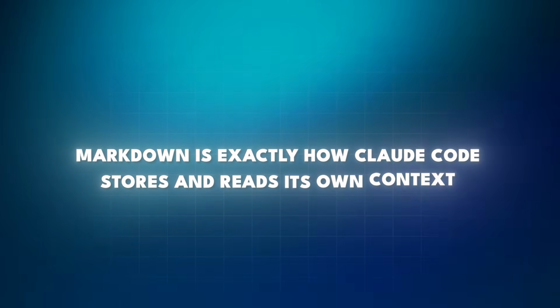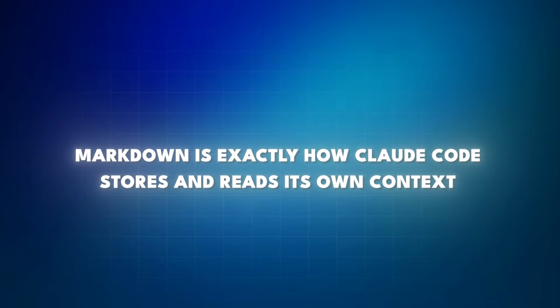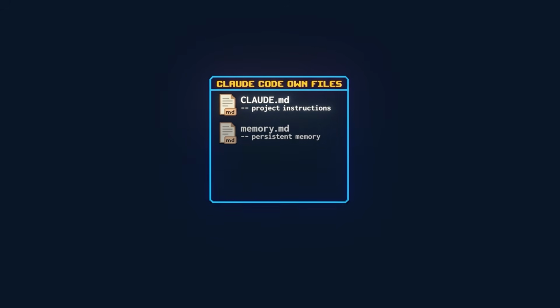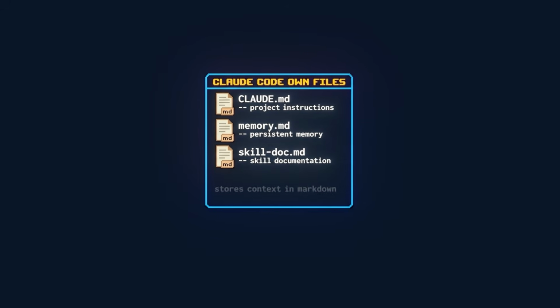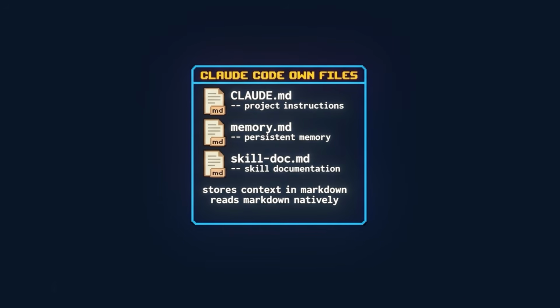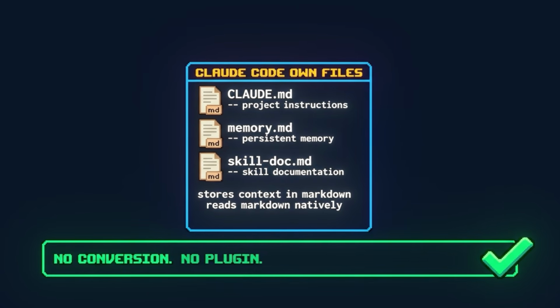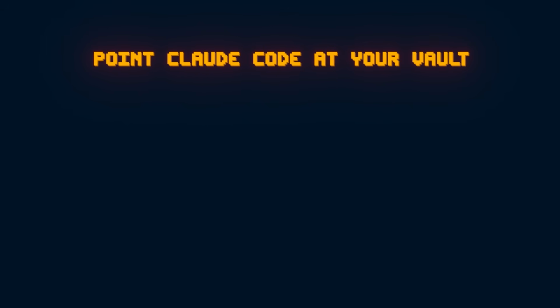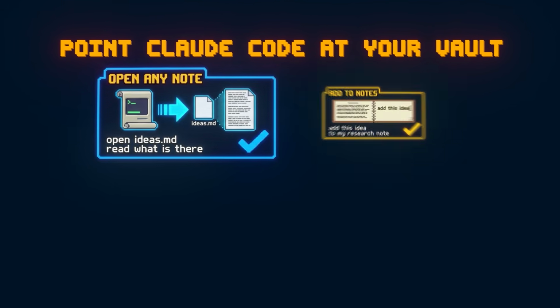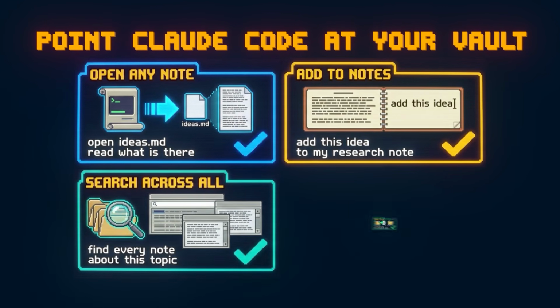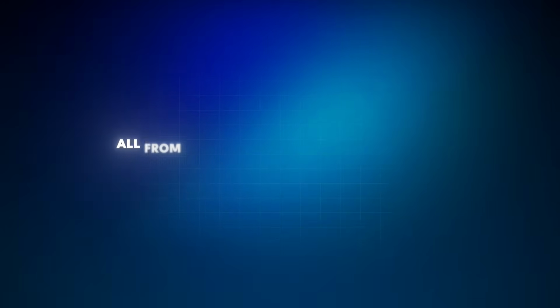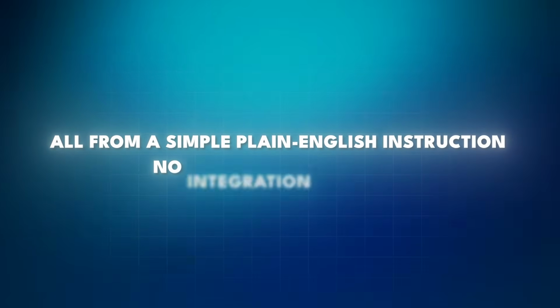Why does that matter? Because Markdown is exactly how Claude Code stores and reads its own context. Claude.md, memory files, skill docs. Claude reads and writes Markdown natively, without any conversion, without any plugin, without any API call. When you point Claude Code at your Obsidian vault, it can open any note, add to it, search across all of them, and move files between folders, all from a simple plain English instruction, no integration required.